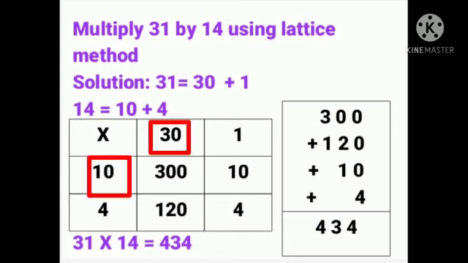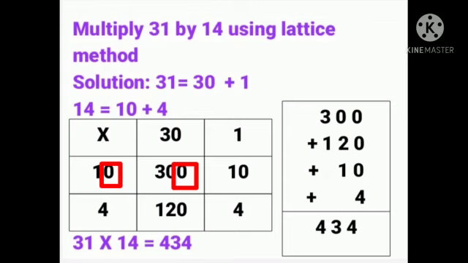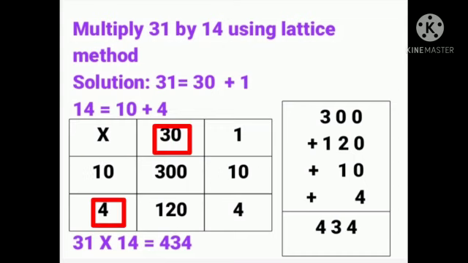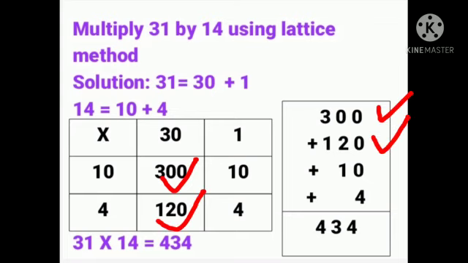So, 10 multiplied by 30. First we will write down both the zeros, 1 0 of 10 and 1 0 of 30. Remaining numbers are 1 multiplied by 3, so answer is 300. 10 ones are 10. 4 multiplied by 30. 30 is having 1 0, so first we will write it down. 4 3s are 12, so 120. 4 ones are 4. Now let's arrange the numbers for addition. 300 plus 120 plus 10 plus 4.